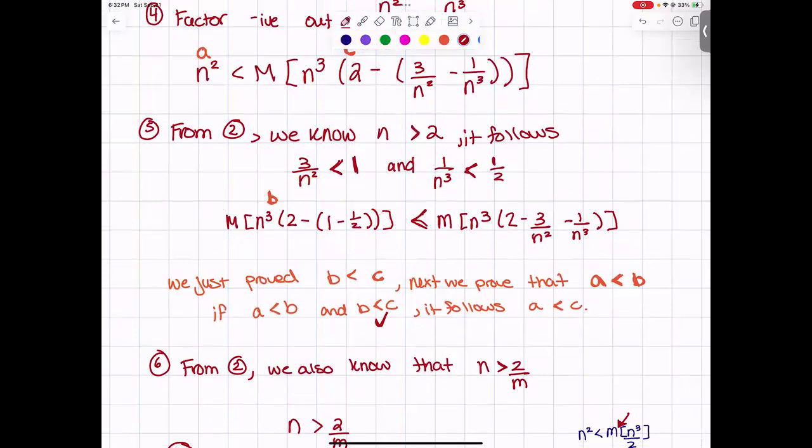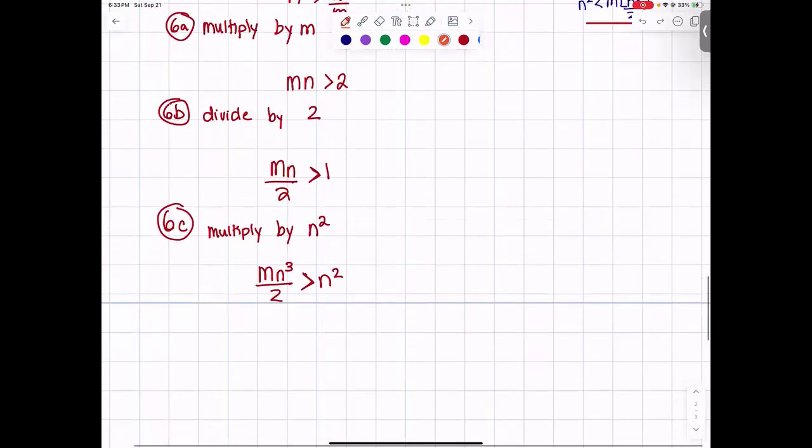This B, I'll come back here and just show it. mn cubed over 2 minus 1 and 1/2, which would be mn cubed times 1/2, which is mn cubed over 2, less than our statement there. So we already had this term that we got. We just didn't actually expand it out as B. But this is our B, and this was our A.